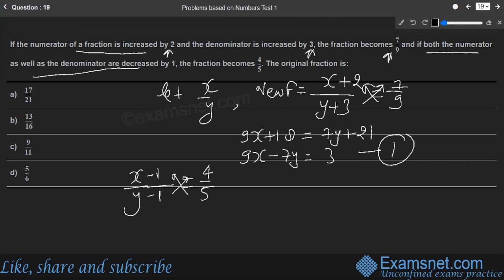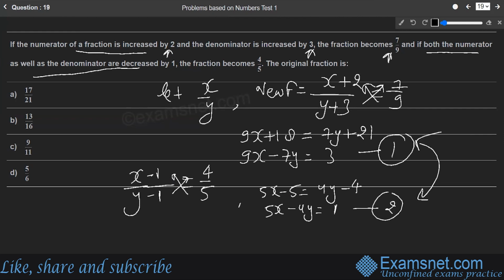Let us do the cross multiplication again, which gives us 5x minus 5 is equal to 4y minus 4. Okay, we can create one more equation out of this. 5x minus 4y is equal to minus 4 plus 5, which is going to be 1. So this is another equation, that is equation number 2. Now we are supposed to solve these two equations with the help of the simultaneous equation method. So clearly we can do that by treating them with some different numbers.